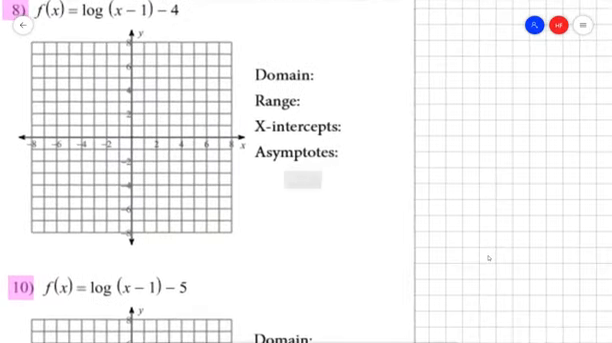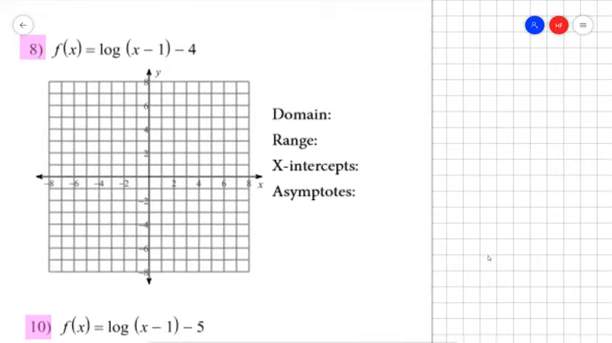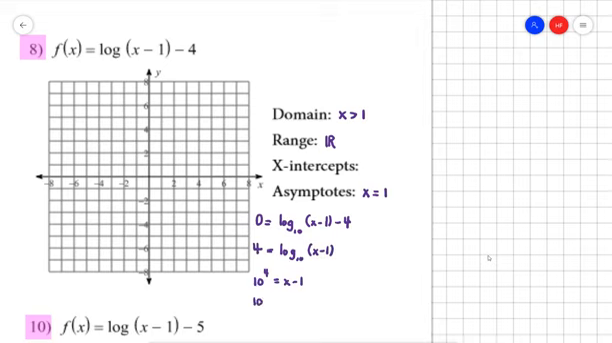Number 8, take that domain and asymptote out of the parentheses. X is greater than 1. Remember, we're looking at the opposite on that inside there, so we've got a positive 1. Range is all real numbers. X-intercept we'll find. Add 4. Convert. And solve.